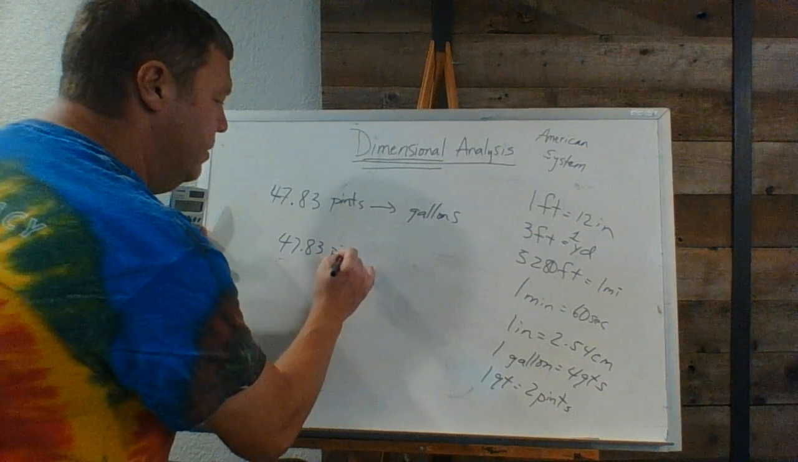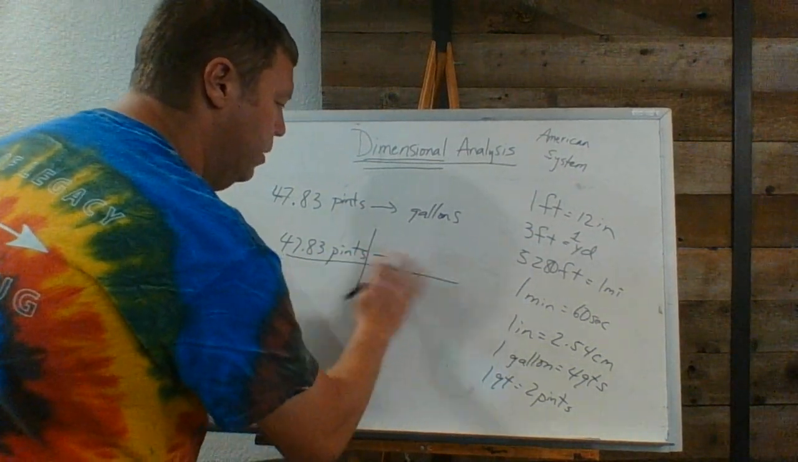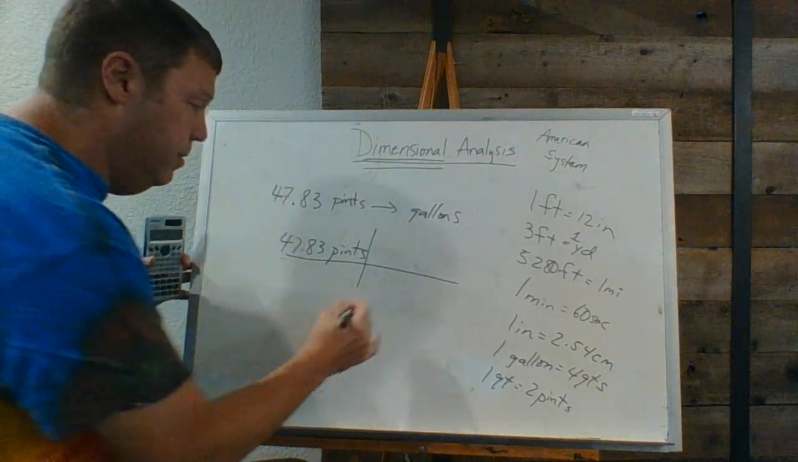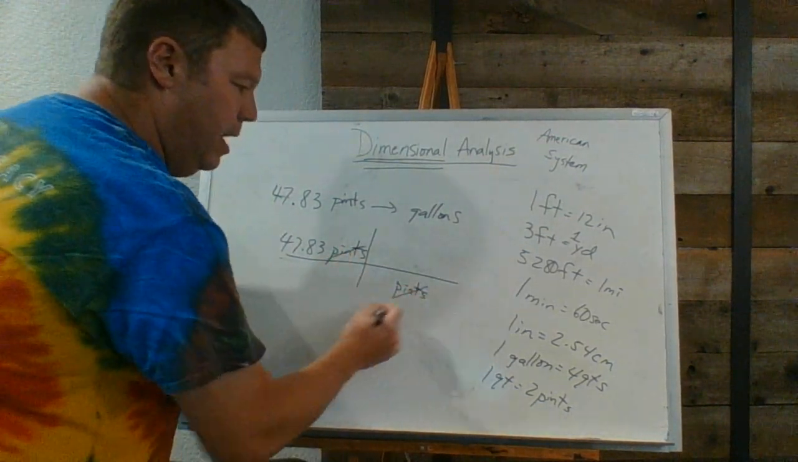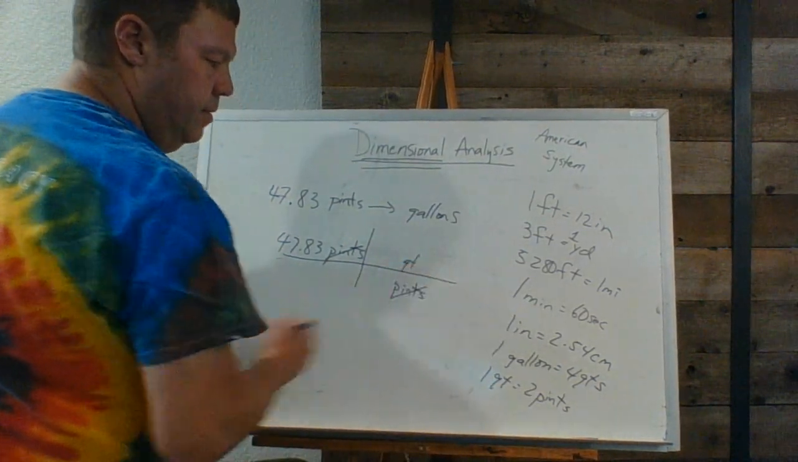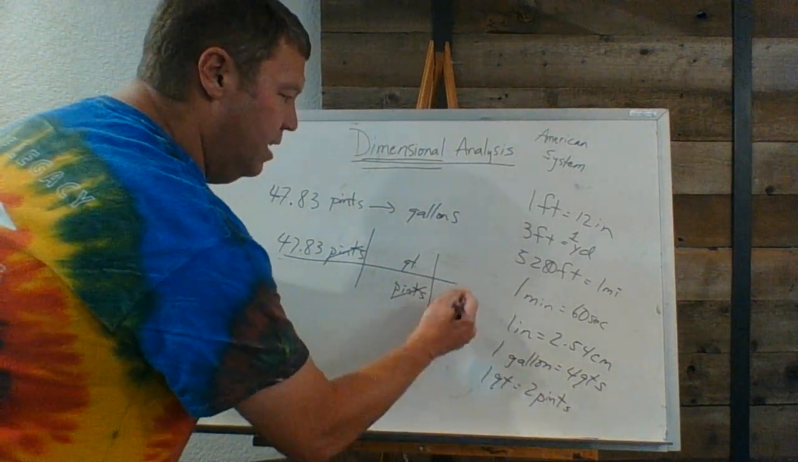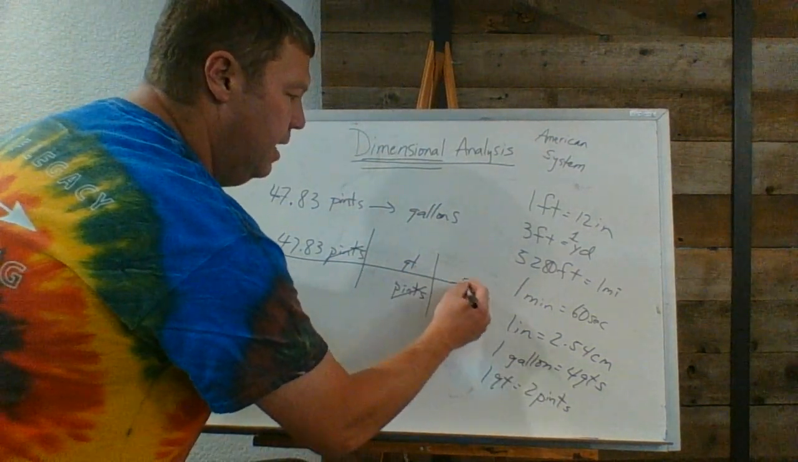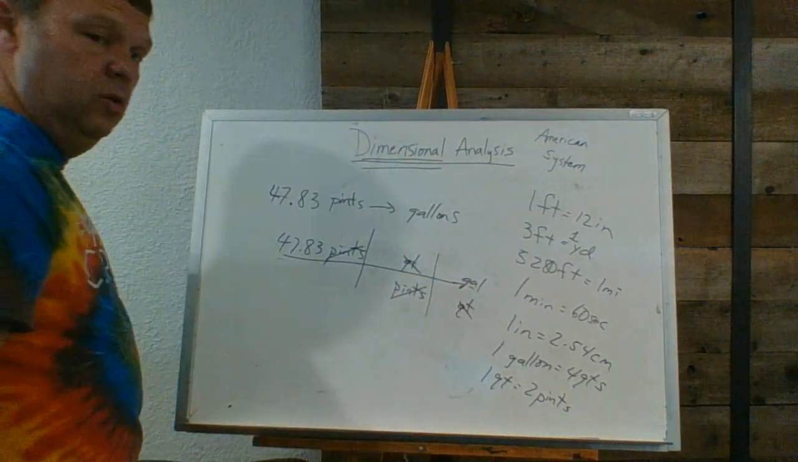47.83 pints. Railroad track. Okay, words go away first. Pints. I bet you're getting the hang of it now. Pints can go into what? The only thing pints can go into is quarts. Do I want quarts? Nope, it means I need another step. Quarts to gallons. Quart, gallon. And I'm just abbreviating for time. Words go away. Do I have the logic?